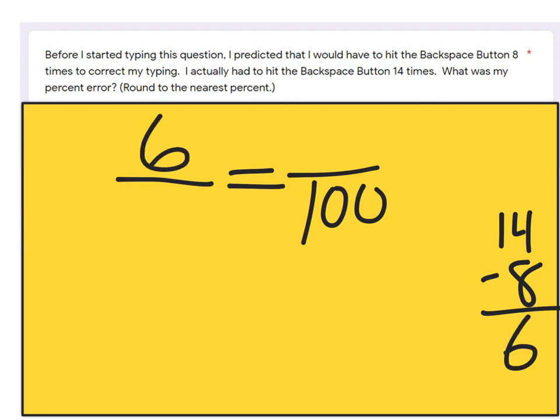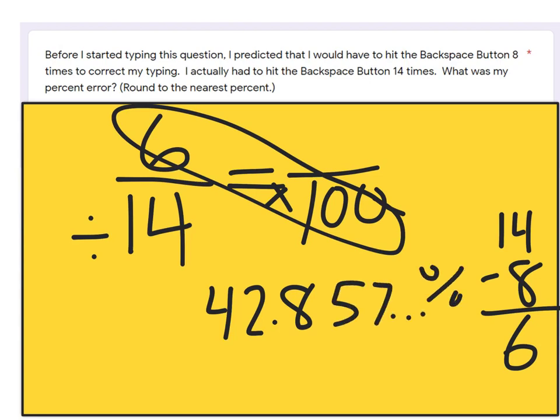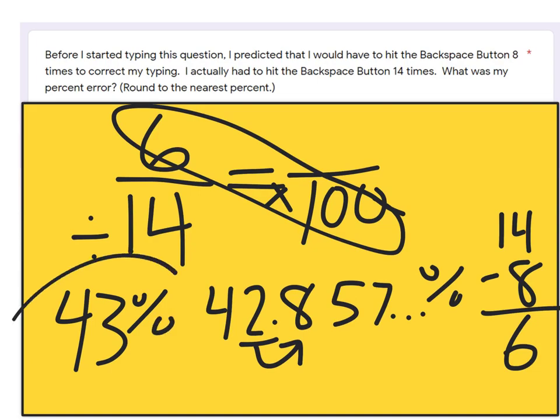My error was 6. Now remember, on percent error ones, which is what we're doing here, I want to compare not to the original, but to the actual amount that happened. So how many times did I actually have to hit it? 14 times. Multiply the diagonals, divide by the other one, you get 42.857, ugly like I said, percent. And it says round to the nearest percent, so there's the nearest percent. That 8 makes it go up to 43, and so I erred by 43%.